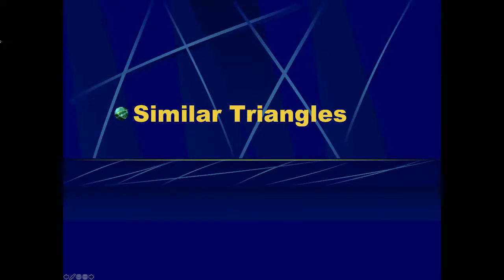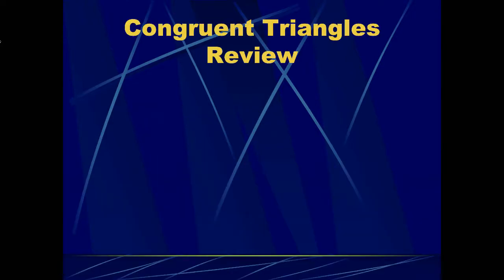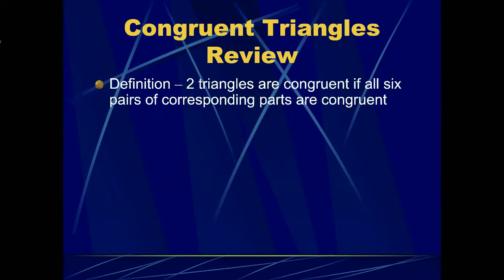We're going to be looking at similar triangles today, and we're actually going to start off by talking about congruent triangles and reminding ourselves about that. So here's a review about congruent triangles. A definition: two triangles are congruent if all 6 pairs of corresponding parts are congruent. So we needed all 6 pairs according to the definition.